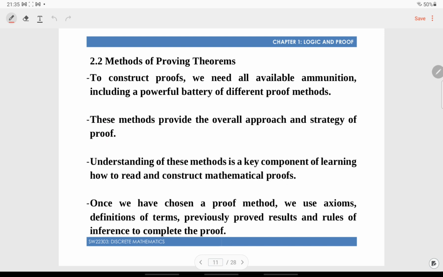Now we move to the methods of proving theorems. So how to prove a theorem? We have several methods. To construct proof, we need all available ammunition, including a powerful battery of different proof methods. These methods provide the overall approach and strategy of proof. Understanding these methods is a key component of learning how to read and how to construct mathematical proof. Once we have chosen the proof method, we can use axioms, definitions of terms, and previously proved results and rules of inference to complete the proof.